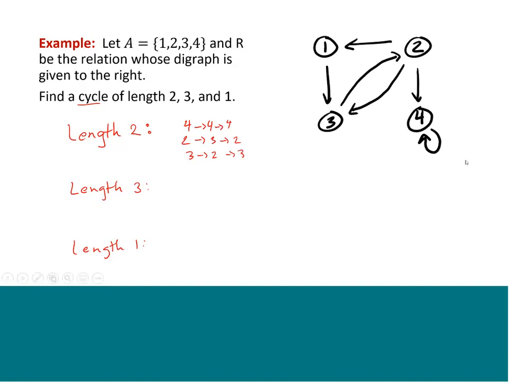Now, what if you wanted to find a length 3 cycle? Anybody spot one? Yes, there is that one. So technically speaking, you could just keep looping at 4. And that's the other one. So there's also the cycle that goes here. And you can start and stop at either 1, 2, or 3. It doesn't matter which one.